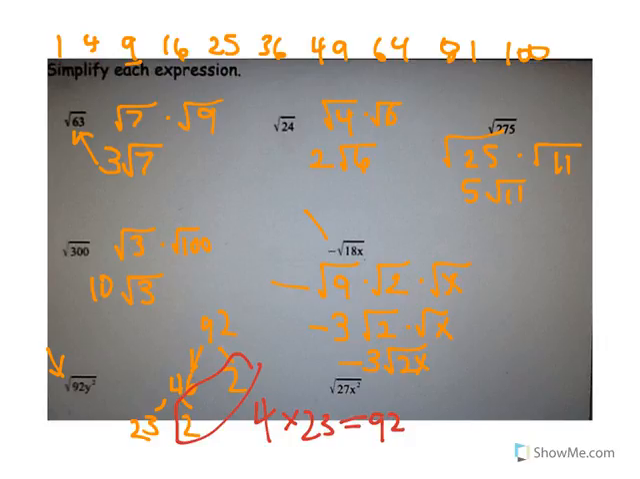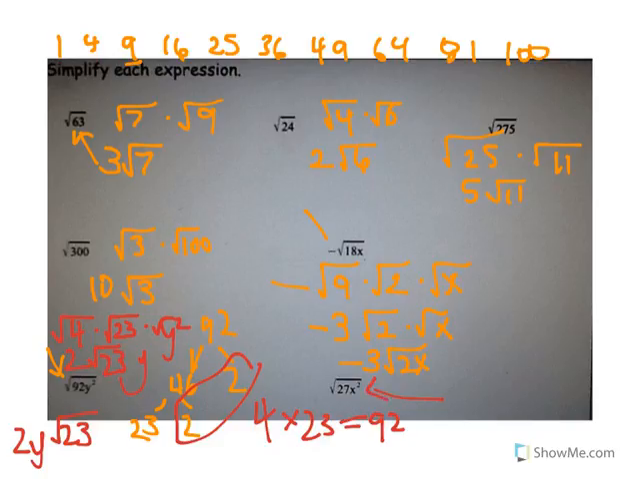So when I rewrite this, it can be the square root of 4 times the square root of 23 times the square root of y squared. Square root of 4 is going to be 2. Square root of 23 is just the square root of 23. Square root of y squared is just going to be y. And so when I recombine them, it's going to be 2y times the square root of 23.